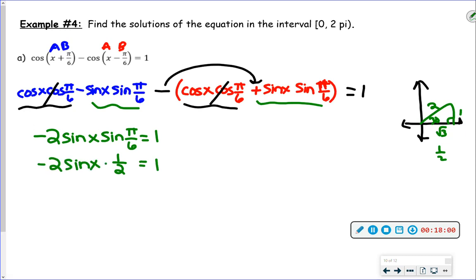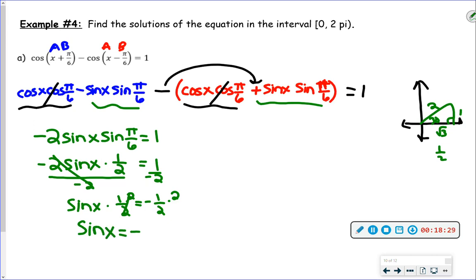All right, let's get sine of x by itself. That is our next goal. Let's first divide off the negative 2 in the front. So I'm down to sine of x times a half, and then 1 over negative 2. I'm just going to put negative a half. Next thing I'm going to do is get rid of the half on the left-hand side, so I'm going to multiply by 2 to both sides. I'll get rid of that. Who needs times 1 then? Negative a half times 2.